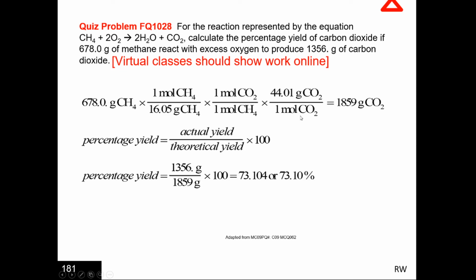So you got 1,859 grams of CO2. How much did you really make? We'll go back to the problem. It said to produce 1356. So you made 1,356. So find your ratio. 1,356 over 1,859 times 100 is 73.10%.